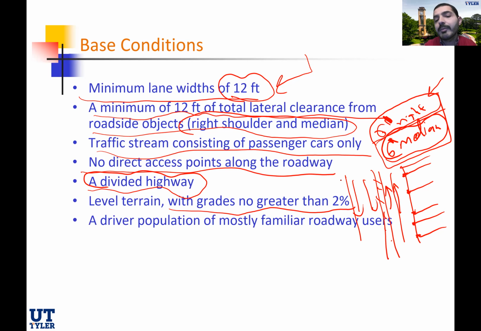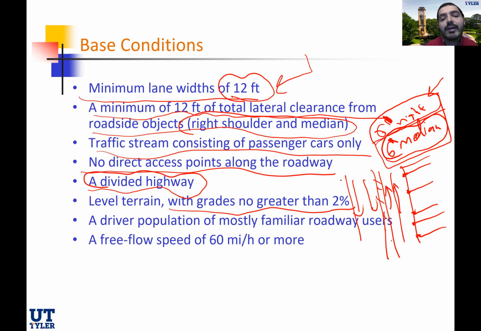Driver population is of mostly familiar roadway users. That's also another similarity between a freeway and a multi-lane highway. We would like the majority of the users of this facility to be daily commuters. They are aware of all the ups and downs, the rights and lefts of this multi-lane highway, to improve the overall experience driving on this roadway. Otherwise, if a good percentage of the people are driving on this roadway for the first time, then the level of service will not be A.